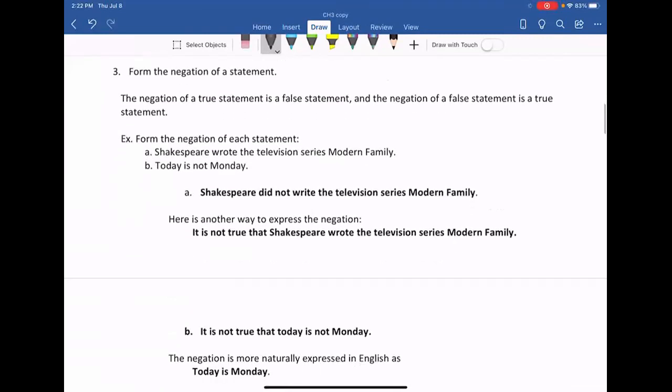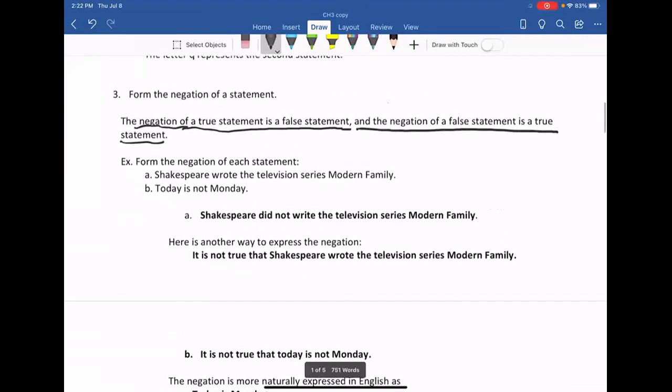Next part, form the negation of a statement. The negation of a true statement is a false statement, and the negation of a false statement is a true statement. So what's the meaning of negation of a statement? If I have a statement P, I'm heading, this is a statement.